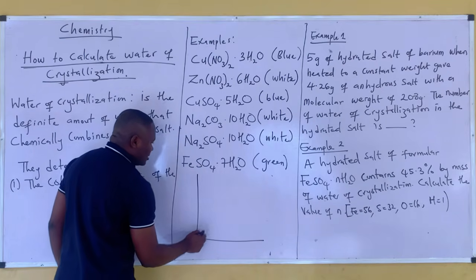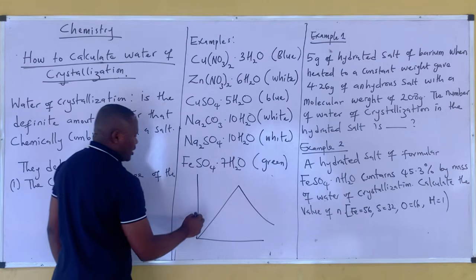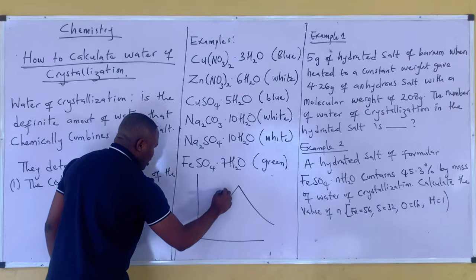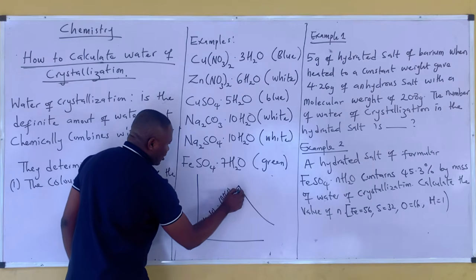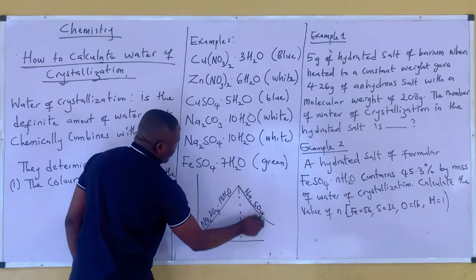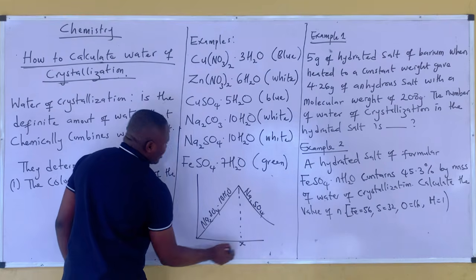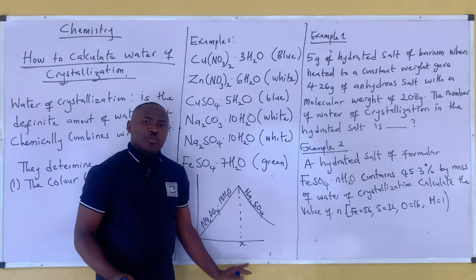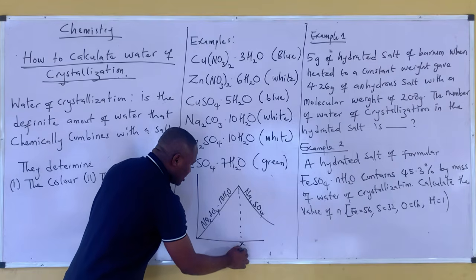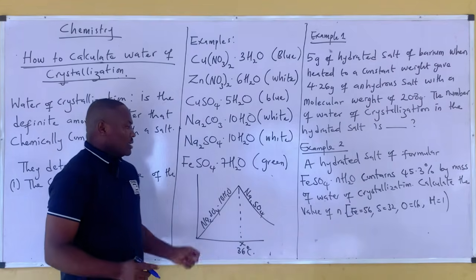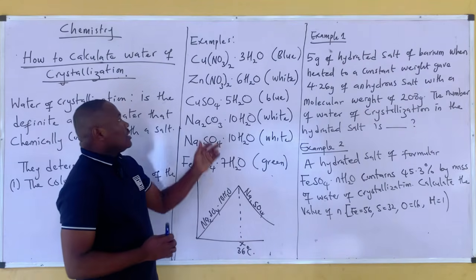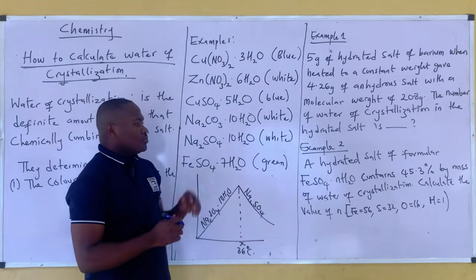For instance, I have a graph like this where you have Na2SO4.10H2O. It has lost its water of crystallization and now it is Na2SO4. Now this point is called the transition point or the transition temperature. For this particular compound, it is 36 degrees Celsius. At this point, it loses 9 water of crystallization. Take note of this. This compound will lose 2.